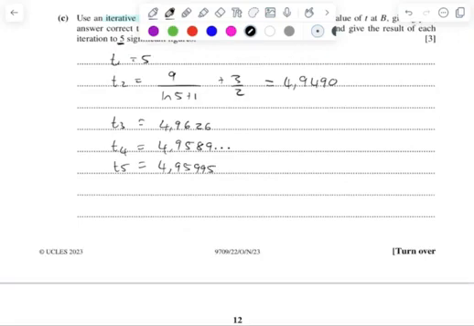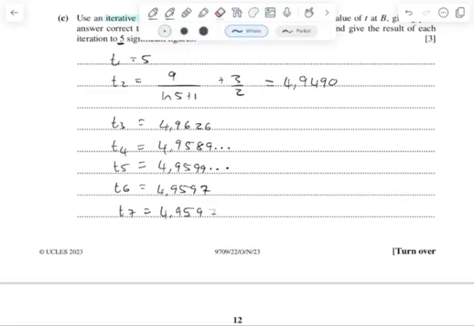1, 2, 3, 4, 5. 1, 2, 3. Okay, I'm not doing very well with my rounding off here. T6. 1, 2, 3, 4. This can become a 7. 1, 2, 3, 4. That should actually be an 8.